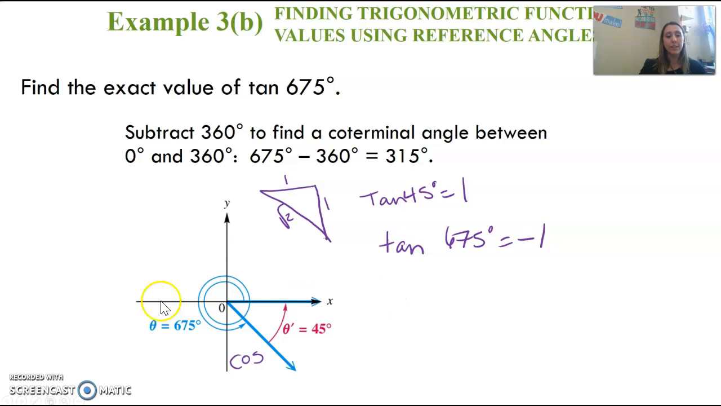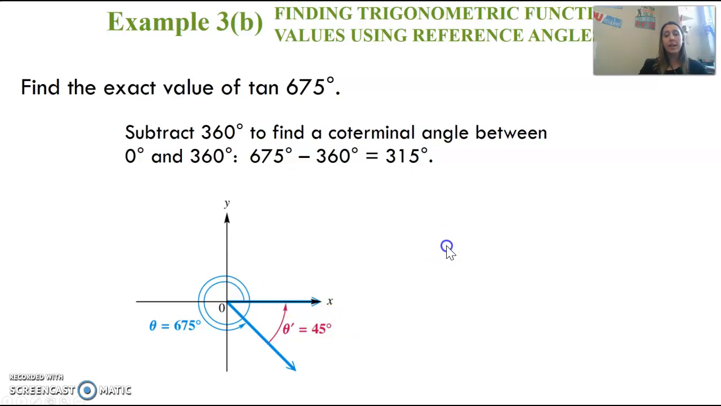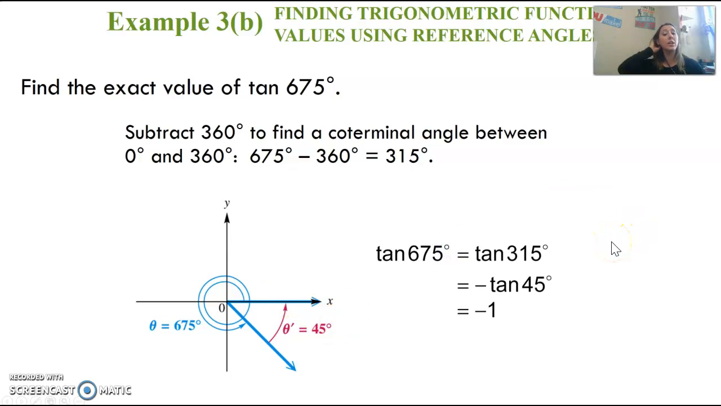Another way to do this, let's erase all this ink, is we know that the tangent of 675 degrees is going to be the same as the tangent of 315 degrees. And we know that our tangent is going to be negative, so we're going to get the negative tangent of 45 degrees, which gets us to negative 1. Either way, it doesn't really matter.